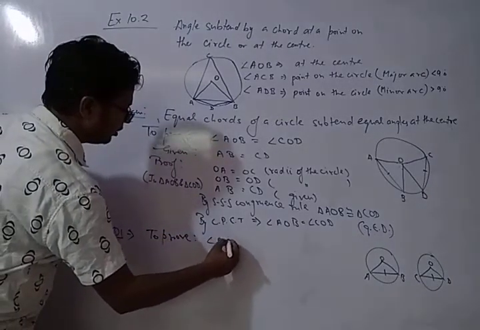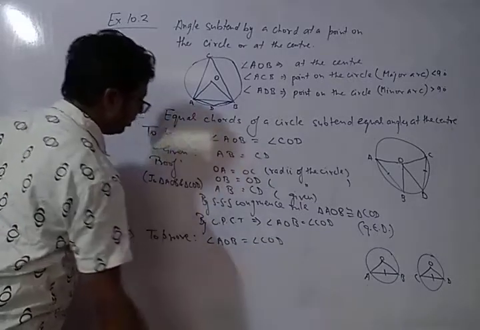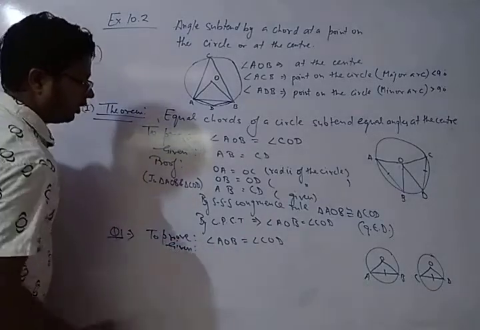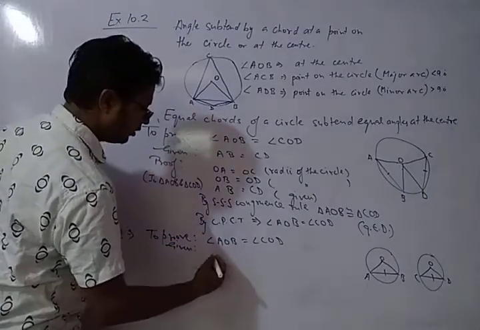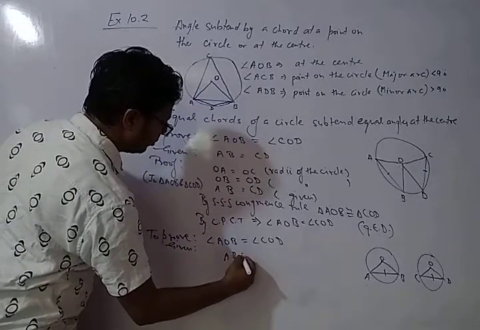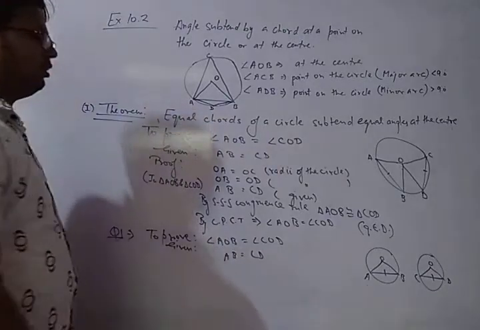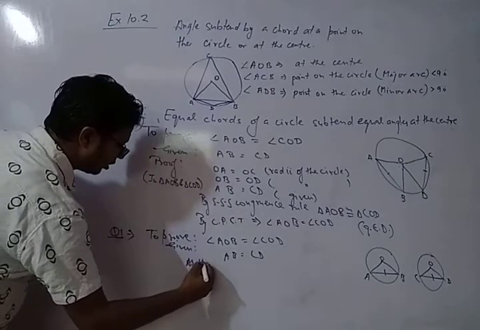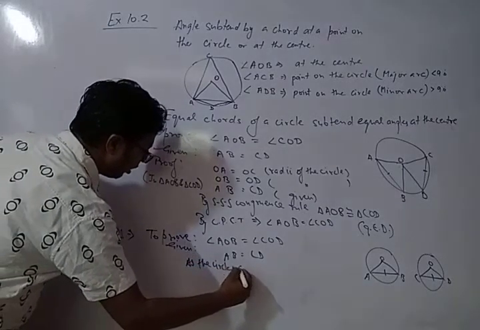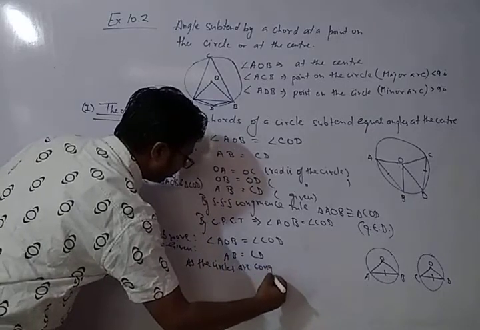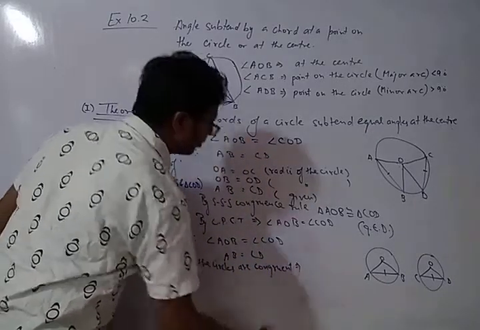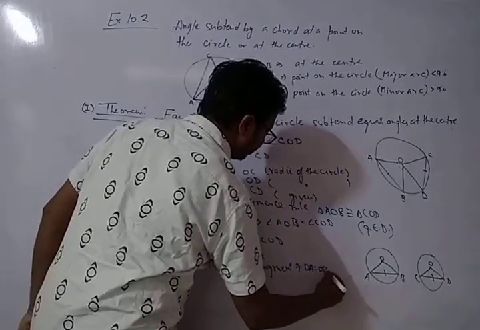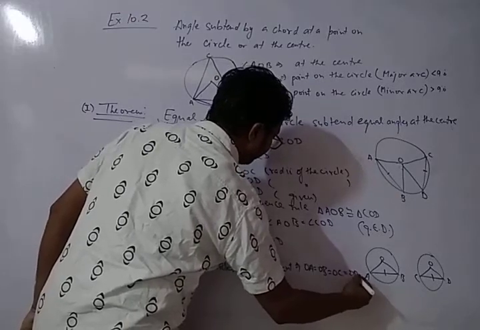Angle AOB is equal to angle COD. The figure has been drawn. Now given that AB is equal to CD, you can also write that the circles are congruent. So OA is equal to OB is equal to OC is equal to OD.